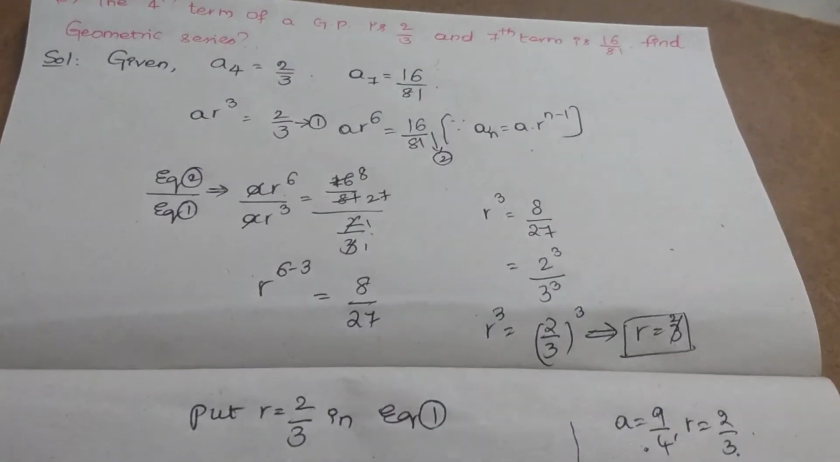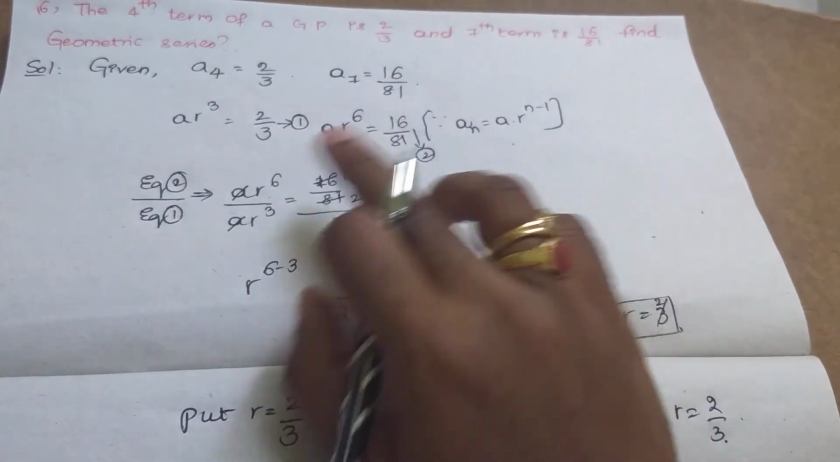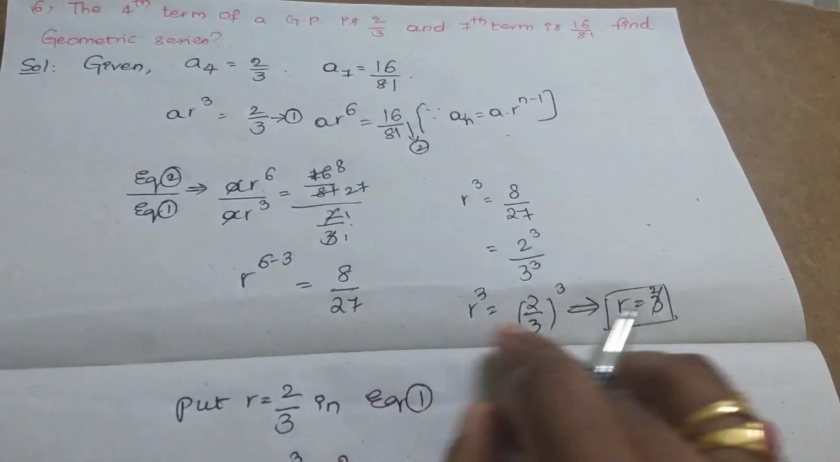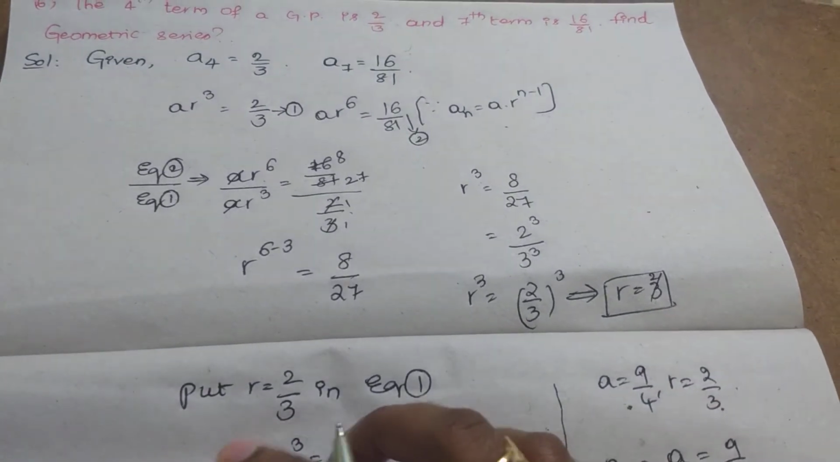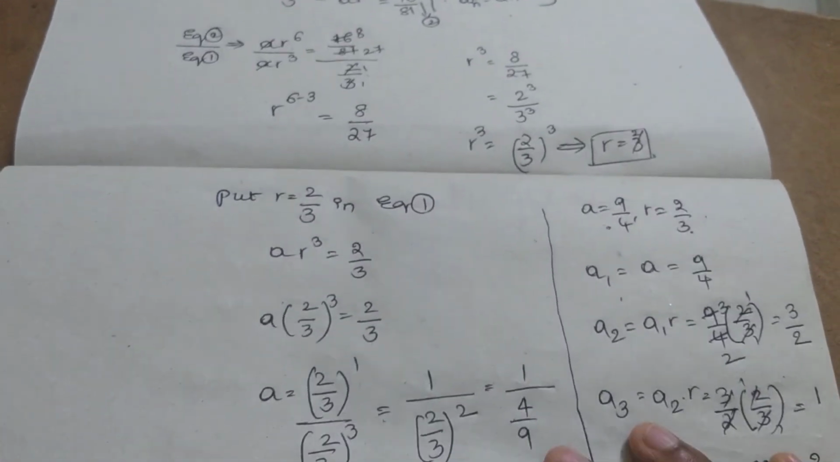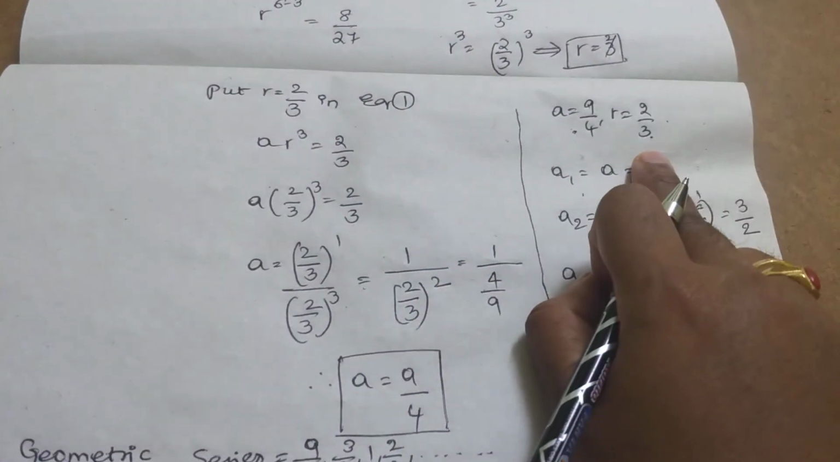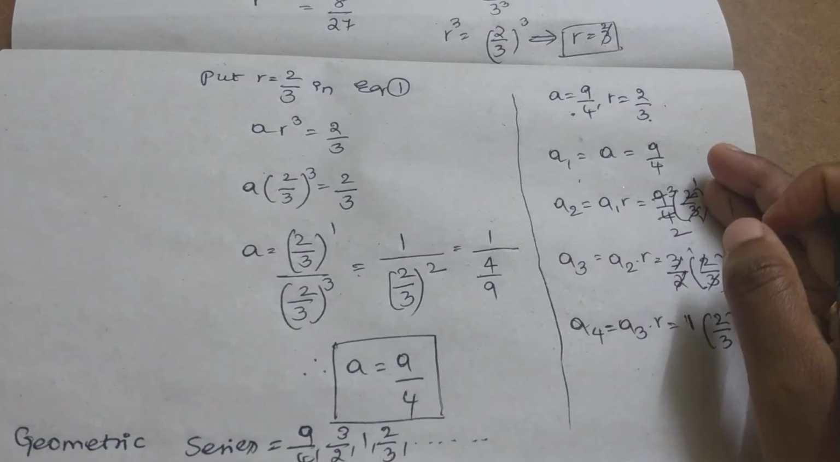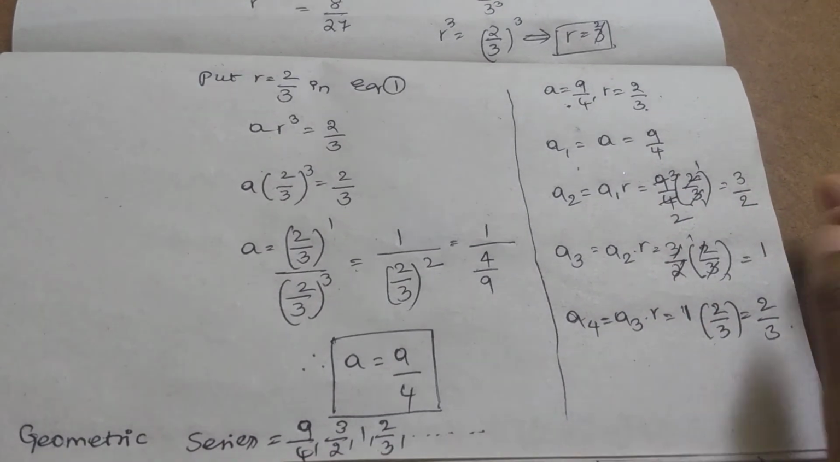So first, what did I do? I put the first one as equation 1 and the second one as equation 2. I divided equation 2 by equation 1 so that you get the r value. By simplifying you get the r value. By putting the r value in either of the equations you get the a value. Here I got the a value as 9 by 4 and the r value as 2 by 3. By these two values you can easily get all the terms a1, a2, a3, a4. So first 4 terms I have defined.